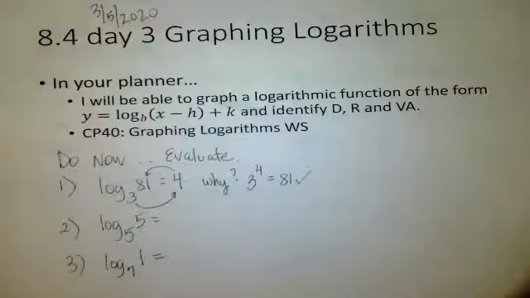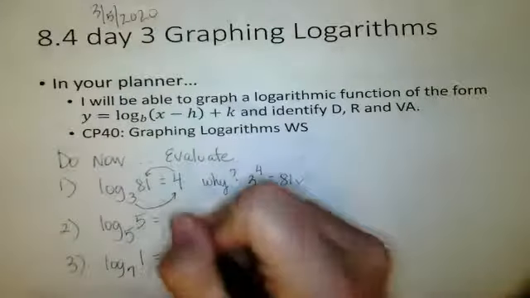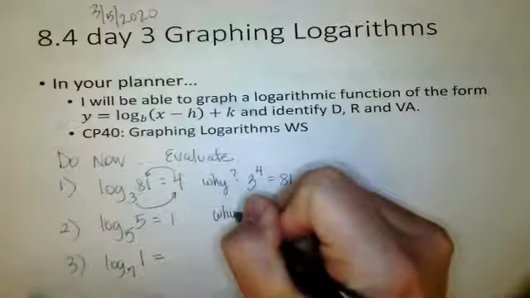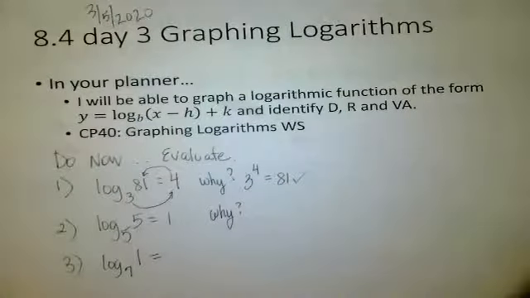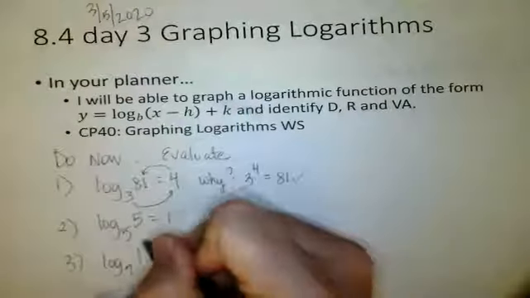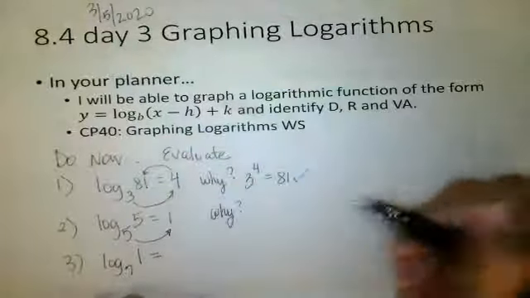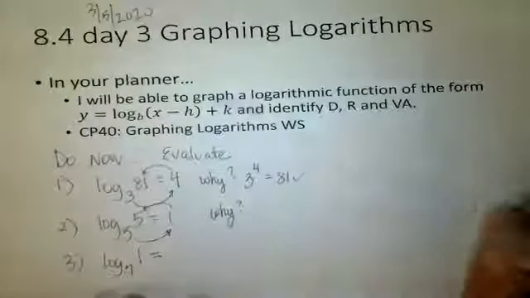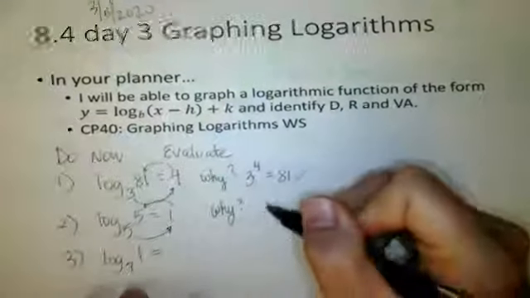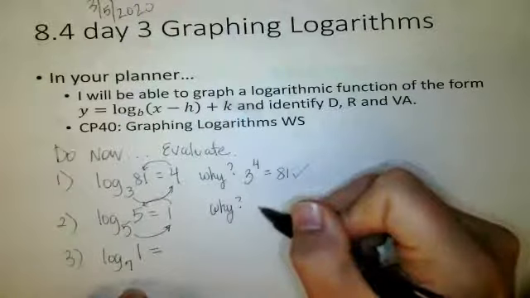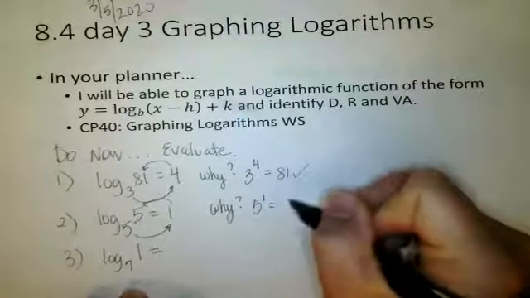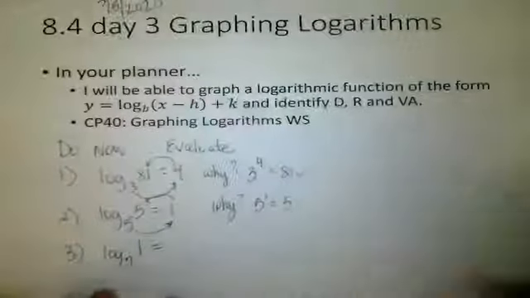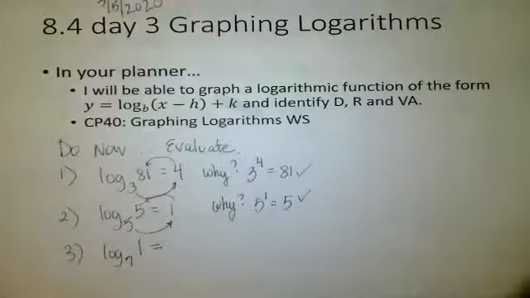All right, number 2, let's see. Good. I want to know why. Because if you do the swirly, it makes perfect sense. So when you get the swirly, what should I write down? Excellent. 5 to the 1st equals 5. Very, very good. And that makes total sense.